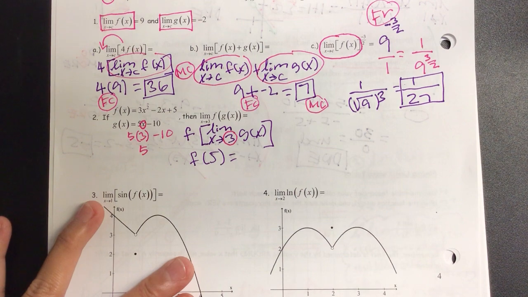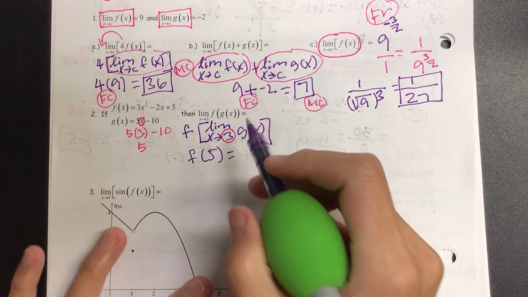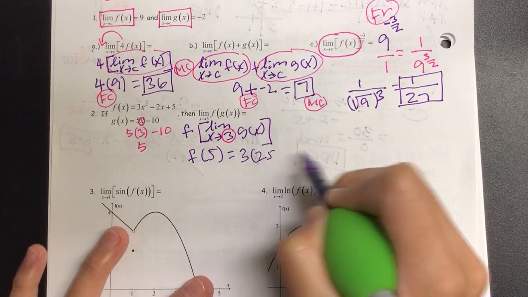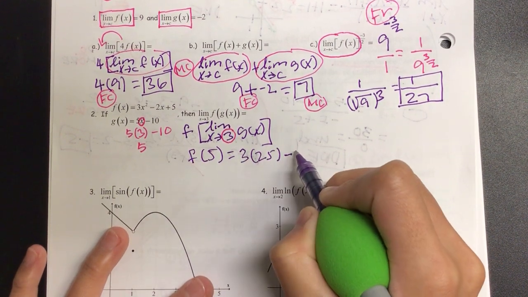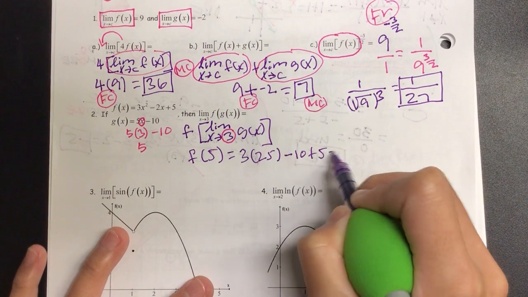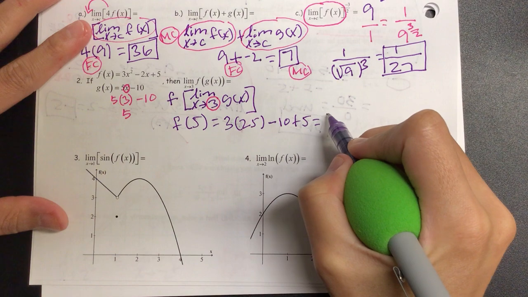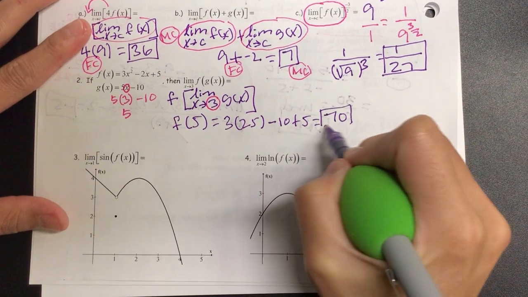So we're plugging in 5 into our f of x function, which happens to be 3 times 25. Plug it in as you go if you're comfortable. Minus 10 plus 5. How many is 3 times 25? And then I'm going to add the 5 first and minus 10. How many is that? 70. Boom, done.